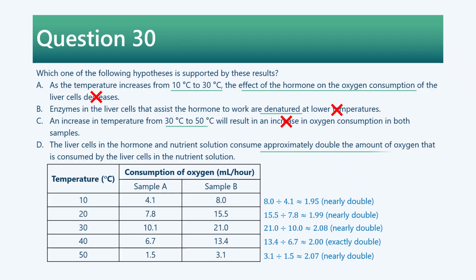The correct option is D. The liver cells in the hormone and nutrient solution consume approximately double the amount of oxygen that is consumed by the liver cells in the nutrient solution.